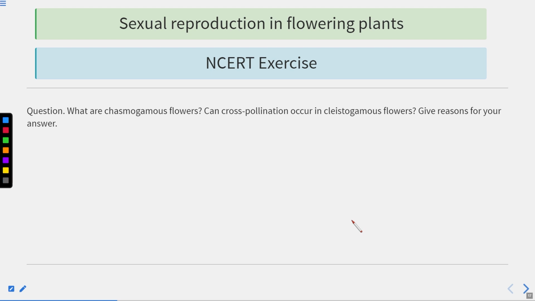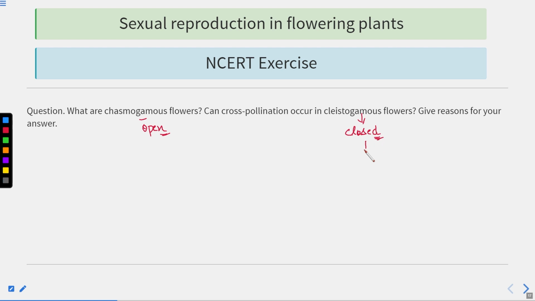Now, next question. What are chasmogamous flowers? And can cross-pollination occur in cleistogamous flowers? You have to give reasons for your answer. Here, chasmogamous flowers are open, means the androecium and the gynoecium are exposed to the external environment, whereas cleistogamous flowers are closed. So the stamens as well as the stigma are not exposed to the external environment because the flowers are always closed.